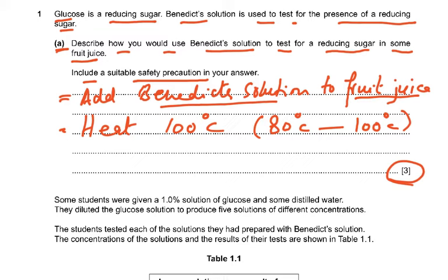And then the fact that they've said use a safety precaution. Benedict is a chemical, so you need to know that. Plus, you are heating, so the use of a water bath would get you another mark for the safety precaution. So use a water bath. Or you could have said something else, use an eye protection, or you can use goggles.